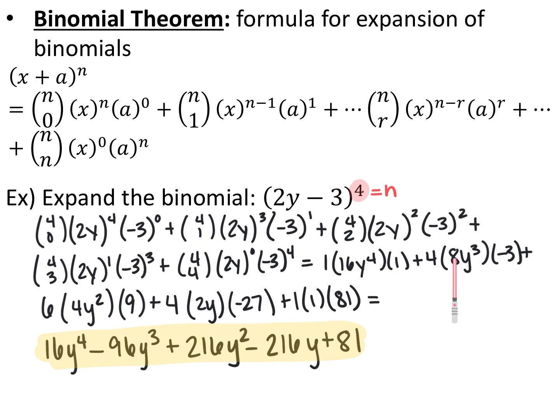And then 4 choose 1 is 4. 2y quantity cubed is 8y cubed. Then negative 3 to the 1st is negative 3. 4 choose 2 is 6. 2y quantity squared is 4y squared. Negative 3 squared is 9. 4 choose 3 is 4, 2y to the 1st is 2y, negative 3 quantity cubed is negative 27, 4 choose 4 is 1, 2y to the 0 is 1, negative 3 to the 4th is 81. So then to multiply everything out, we end up with 16y to the 4th minus 96y cubed plus 216y squared minus 216y plus 81.